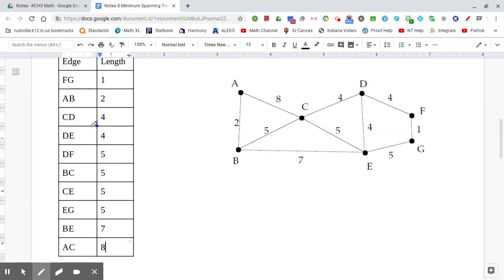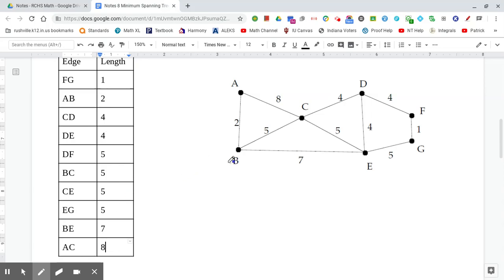All right, so now that I have my table, and again, since I'm doing a minimum spanning tree, all of these edges, my weight, my length is increasing. Had I wanted to do a maximum spanning tree, I'd reverse this. I'd start off with the highest and work my way to lowest.